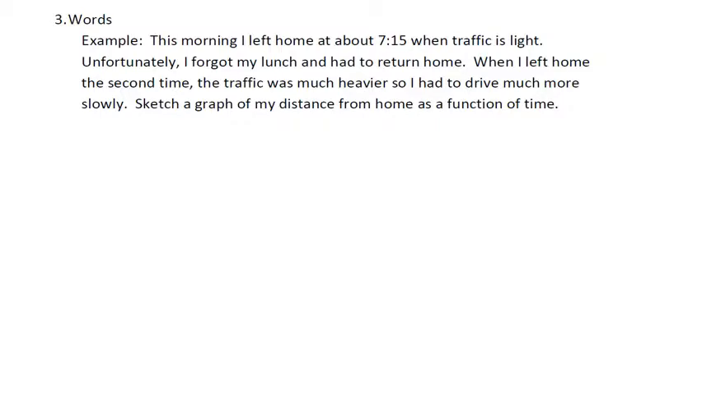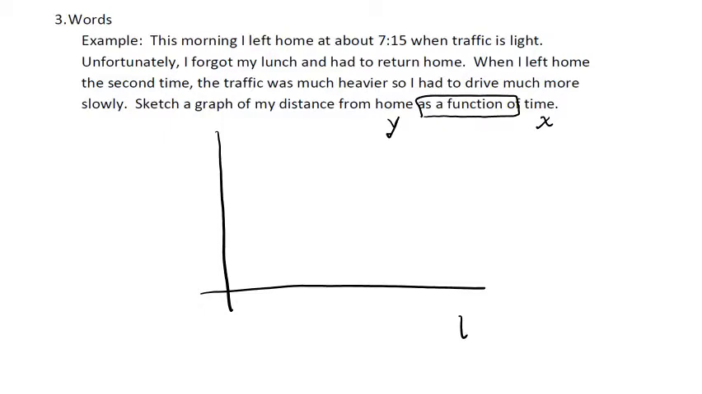And I'm being asked here to sketch a graph of my distance from home as a function of time. Notice this language here, "as a function of." That means it's always y is a function of x. So this tells me what my independent and dependent variables are. Whatever follows that language is always my independent variable. So time is my independent variable here. My distance from home is my dependent variable.